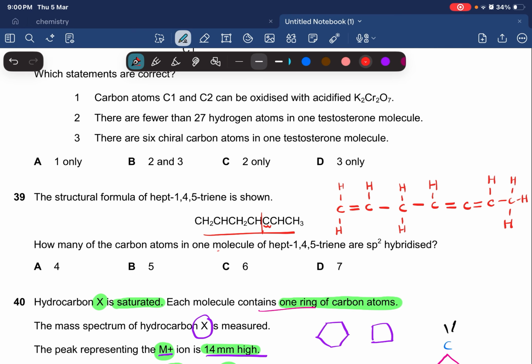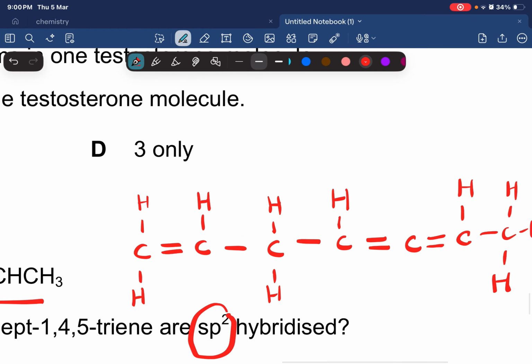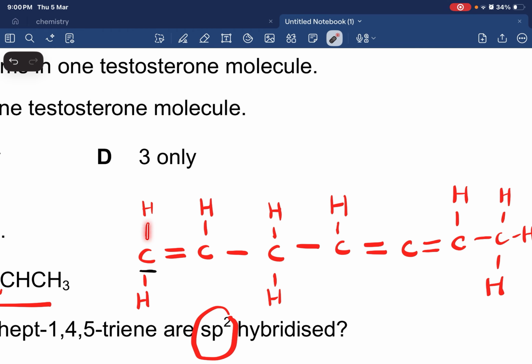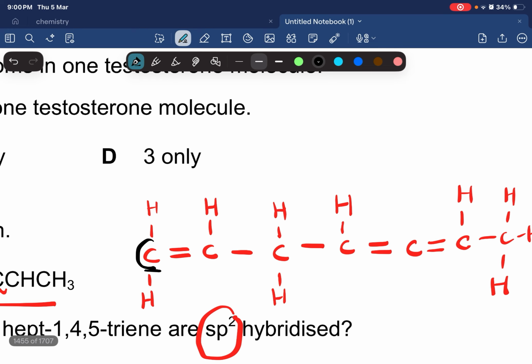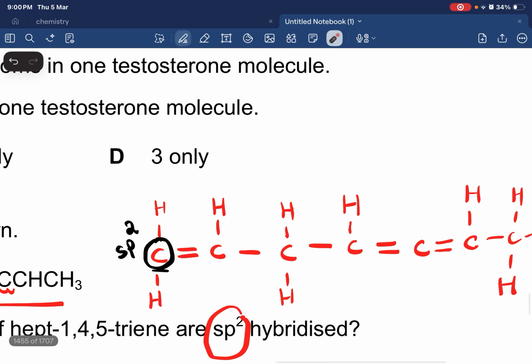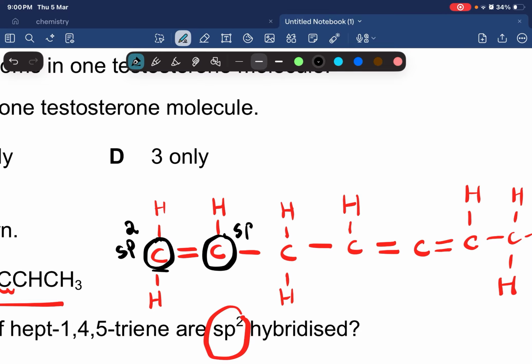How many of the carbon atoms in one molecule of hept-1,4,5-triene are sp2 hybridized? So now we got to look at sp2 hybridization. To know the hybridization, first let's see what's going to be the hybridization starting from this carbon atom. This carbon atom is making 2 single bonds and 1 double bond. So this is going to be sp2 hybridized. Why? Because we have a trigonal planar geometry. You can see the bond angle is 120 degrees and the carbon is making 3 bonds. So this carbon is sp2 hybridized. Then this carbon over here again is making 2 single bonds, 1 double bond, trigonal planar geometry. This carbon is also going to be sp2 hybridized.